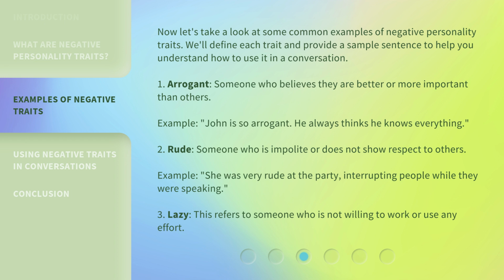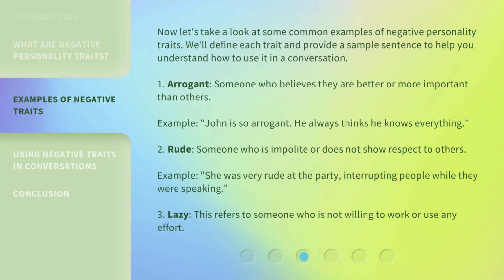Now let's take a look at some common examples of negative personality traits. We'll define each trait and provide a sample sentence to help you understand how to use it in a conversation. 1. Arrogant. Someone who believes they are better or more important than others. Example: John is so arrogant. He always thinks he knows everything.